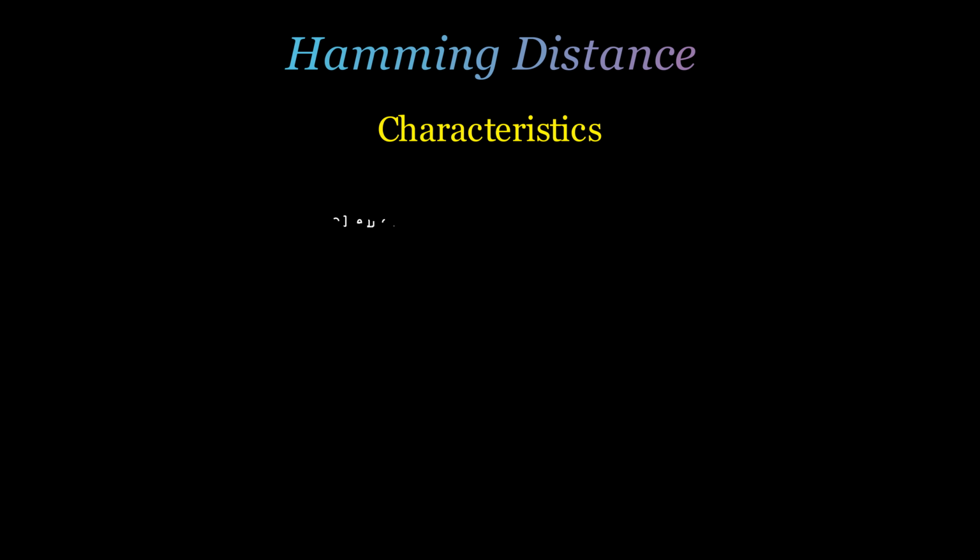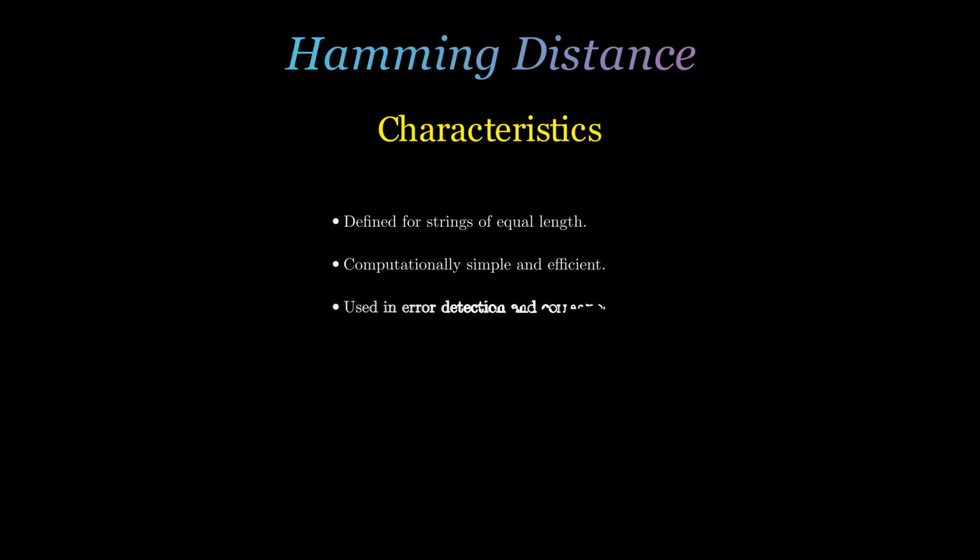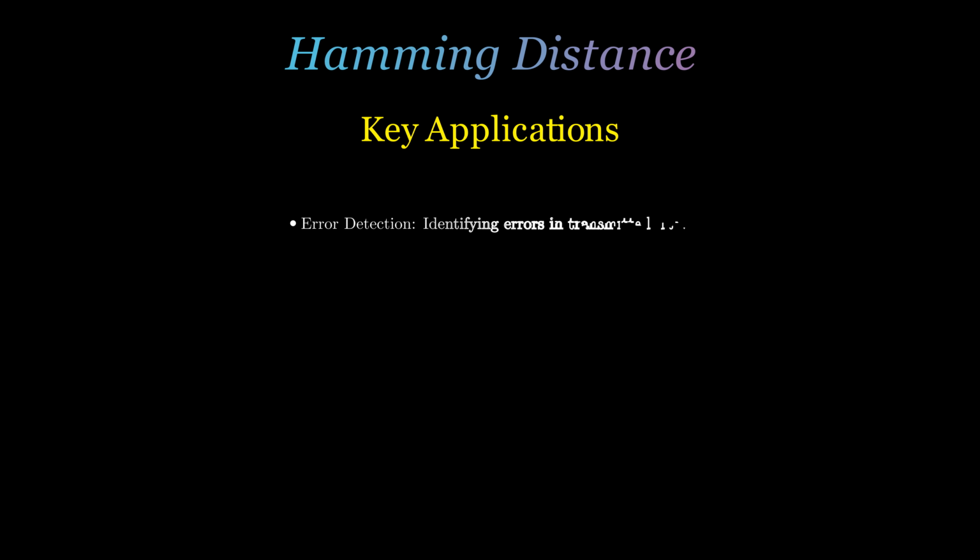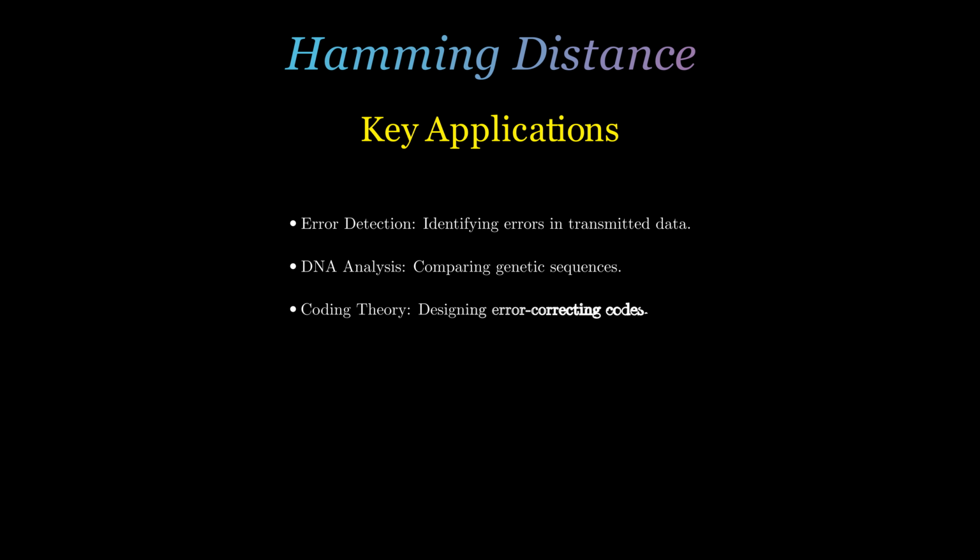Hamming distance has notable characteristics. It is only defined for strings of equal length, is computationally simple, and is widely used in error detection and correction. However, it does not provide information about the magnitude of differences, only their count. Hamming distance is widely used in various fields. Some of its key applications include error detection and correction in data transmission, DNA sequence analysis, and coding theory.